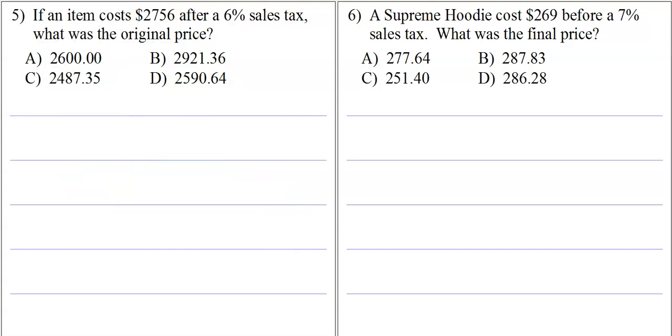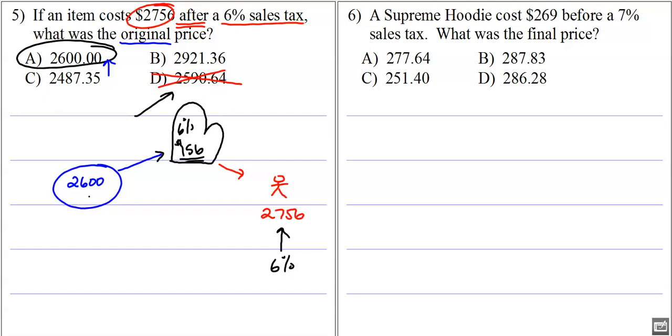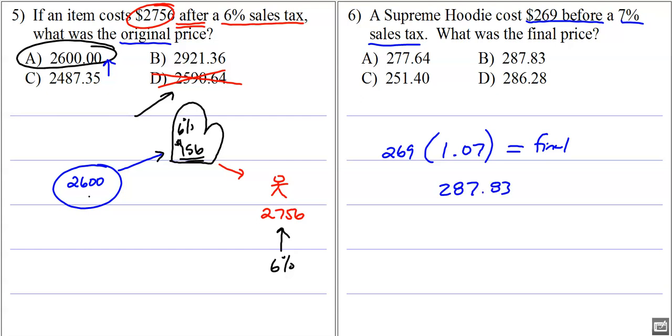All right, moving forward. Number 6, a Supreme hoodie costs $269 before 7% tax. Tax, we got to add in the 7%. And then we need to figure out what is the final. This is just a straight up multiply. Boom, bam, bing, 287.83. Money. So correct answer there is B.